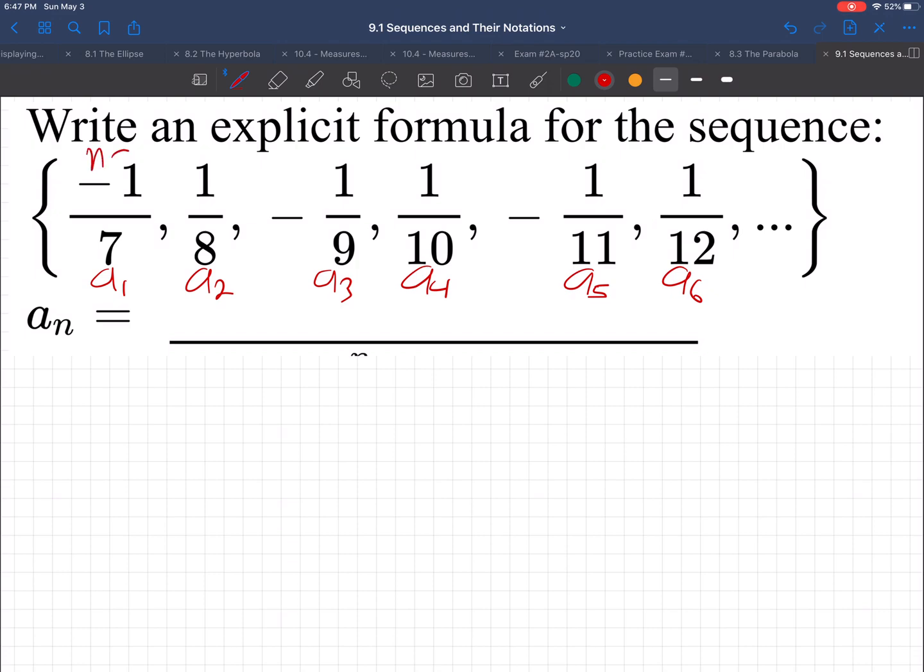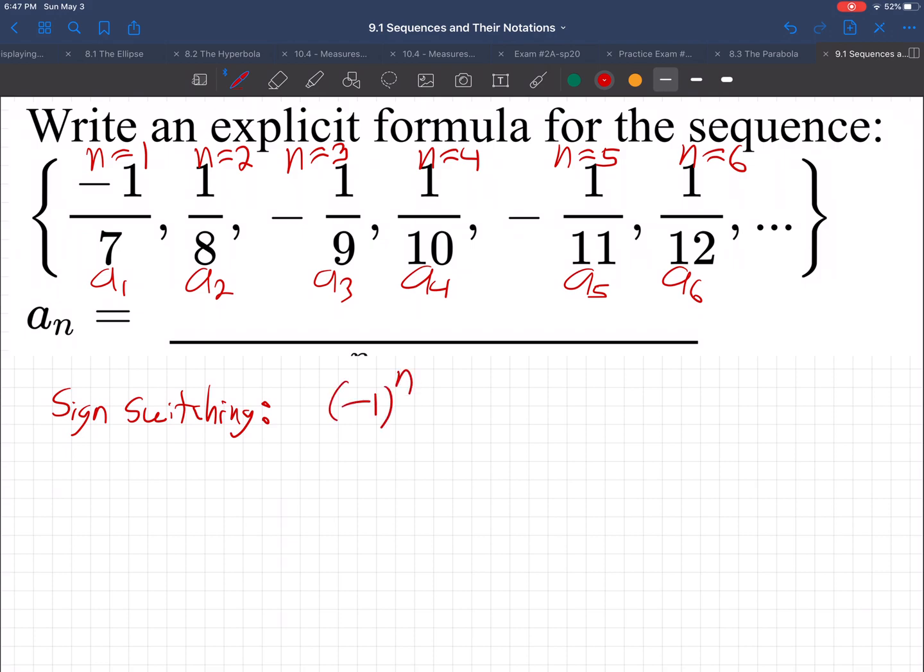In other words, this is what we get when we plug in n equals 1 to some formula. And this is what we get when we plug n equals 2 in to some formula. This is what we get when we plug in n equals 3, n equals 4, n equals 5, and n equals 6 to some formula. What is that formula? Well, first off, notice that the sign keeps switching. Starts negative, then it's positive. Then negative, then positive. Negative, positive. What's going to make a sign switch back and forth? Let me just tell you that one. Sign switching. It's either going to be minus 1 to the n or minus 1 to the n plus 1.